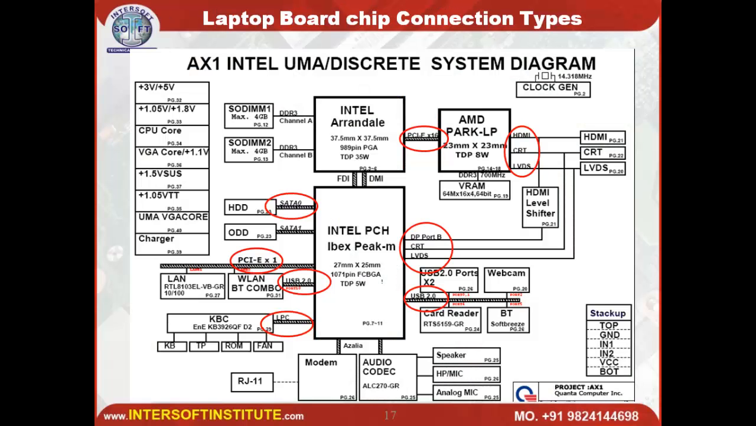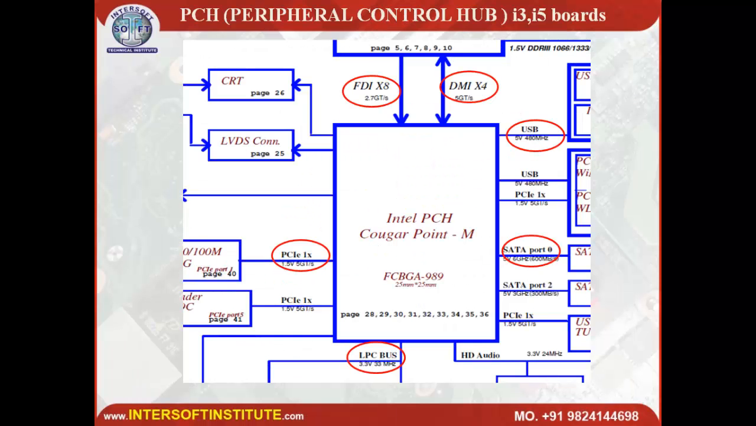In the latest boards you can find this type of motherboard, where the CPU is connected with the AMD graphic card, and the RAM is also connected with the CPU. Additionally, instead of a south bridge there is a PCH, and the PCH connections are like this: LAN, wireless, hard disk, ODD, KBC, card reader. All those connections are with what was the south bridge, which in the new mode is the PCH. And one IO IC will be there, connected with the keyboard, touchpad, ROM. This is the latest board, the i3 i5 connections. This IC will be the PCH, and all the connectivity is there.